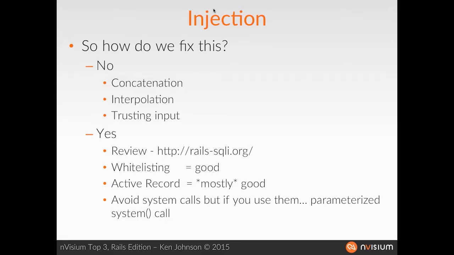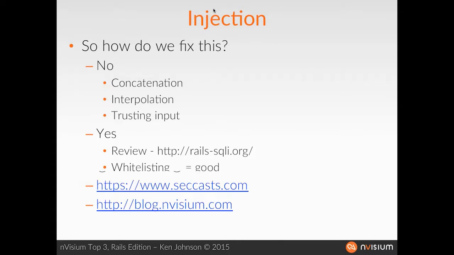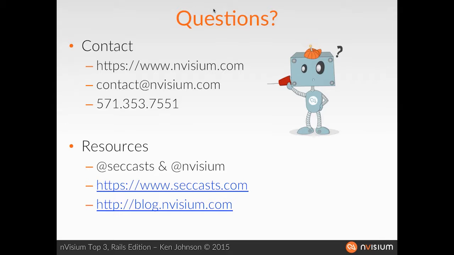Again, whitelisting, that's really good. Active Record is mostly good, except, like I said, when you go to that site, you'll see what I was talking about. And just avoid system calls if you can. But if you absolutely have to, use the parameterized version of the system call. Okay, so that was the high level for those three categories of vulnerabilities.